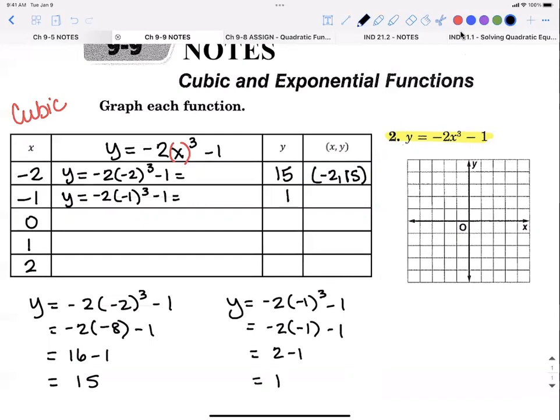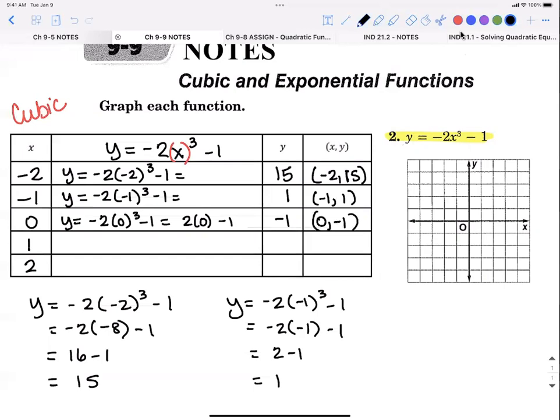Now I'm going to do that again with a 0. I think I can probably do that up in the table, though. It's pretty easy. 2 times 0 cubed is 0, which is 0 minus 1, which is -1. Oops, I forgot to write my other one. -1, 1 was my point above that, and this point is 0, -1.